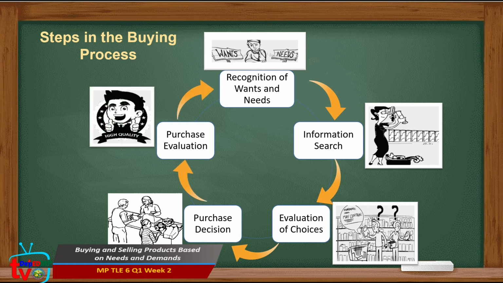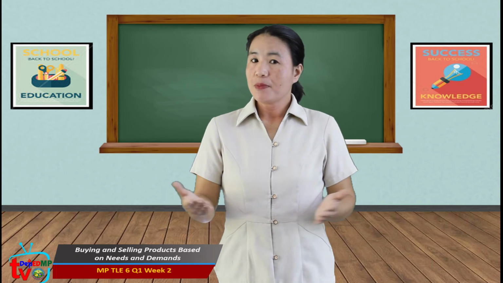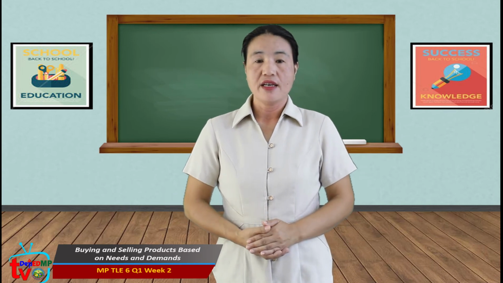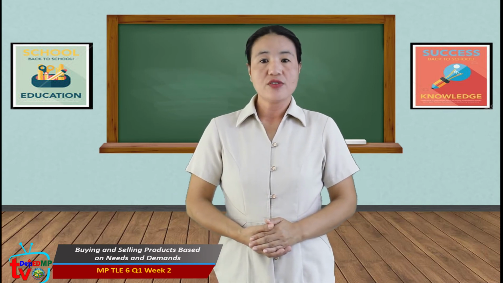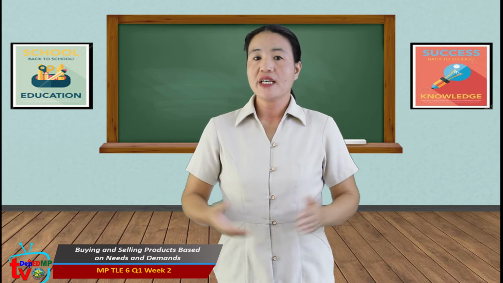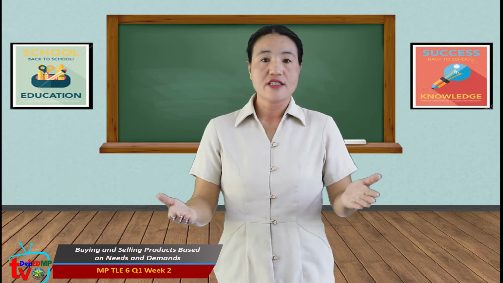And the fifth one is post-purchase evaluation. This is the step which will determine whether you are satisfied or dissatisfied with the product and decides to buy from the same seller in the future. Those are the steps in the buying process. People buy because it is a need. They want to buy it or based on demand. If there are people engaged in buying, others engage also in selling.